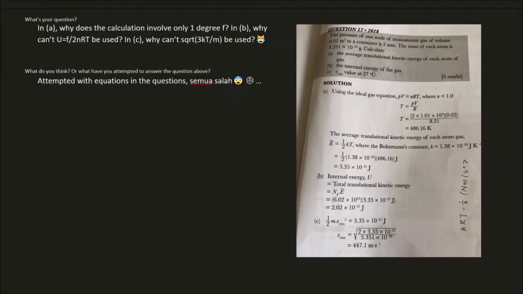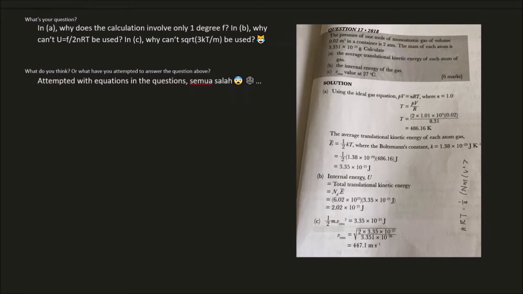Hi everyone, so I received a question here which is past year from 2018 and it's regarding kinetic theory. So let's look at the question first and we solve the question first, then only we come back to look at the question asked by this student over here. Okay, so let's move on to answer the question first.